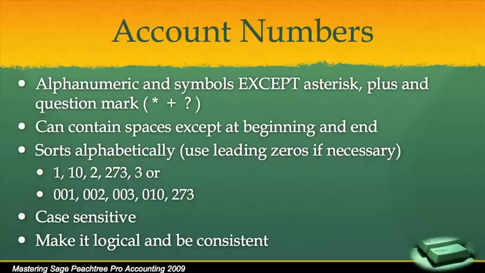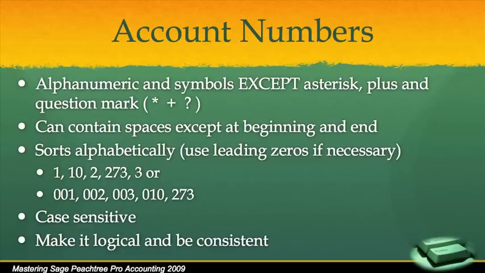They can contain spaces, except they can't have spaces at the beginning or at the end. Now, my rule for that would be don't put any spaces in, but as far as Peachtree is concerned, you can use spaces except at the beginning and end. Remember that these account numbers are always going to be sorted alphabetically. So, instead of using numbers, you might need to use leading zeros because they're going to be sorted alphabetically, not numerically. I have a little sample here for you. By default, if you had 1, 10, 2, 273, and 3 as account numbers, that's exactly the order they would be sorted in. Because alphabetical sorting goes by the first digit first, so 1 and 10, then the first digit would be 2 and 273. You get the idea.